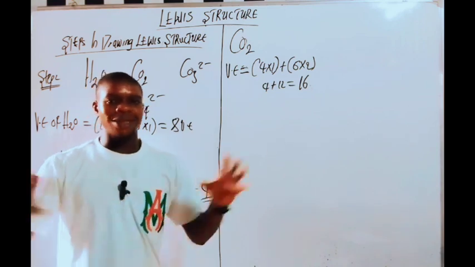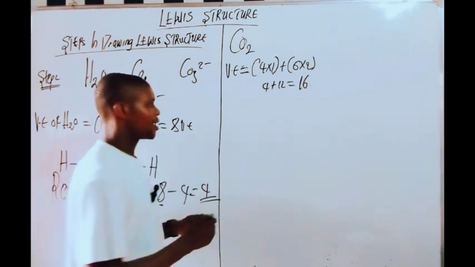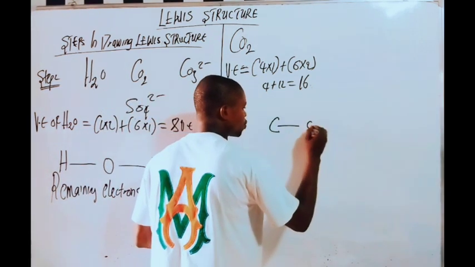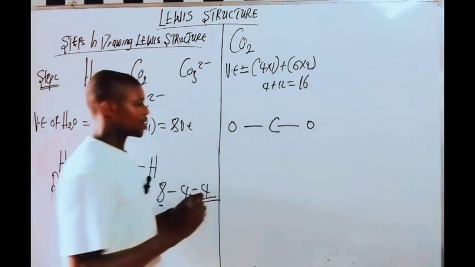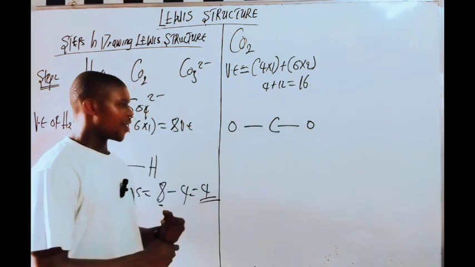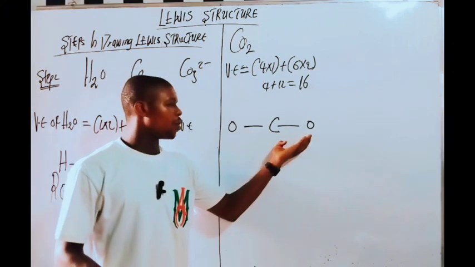The 2 oxygen will be the side atoms. Do you understand? So it's going to be carbon here connected to 2 oxygen. If you check it very well here, I have 2 bonds, right?